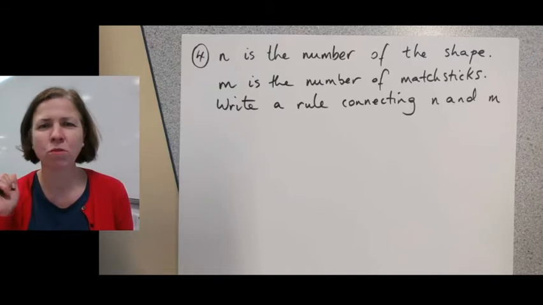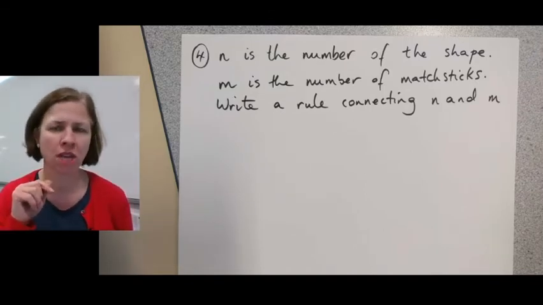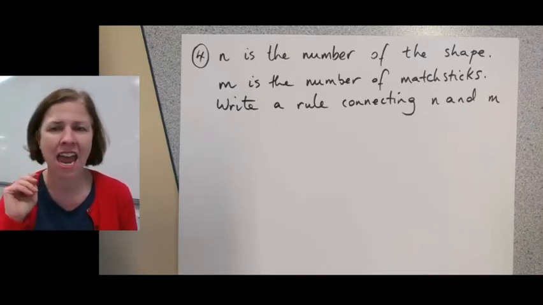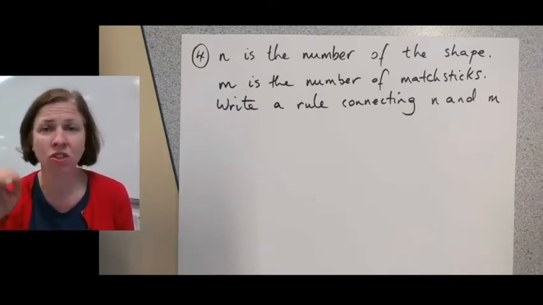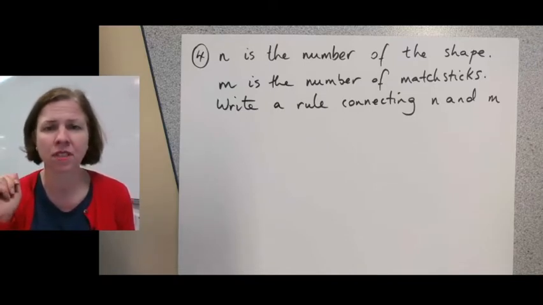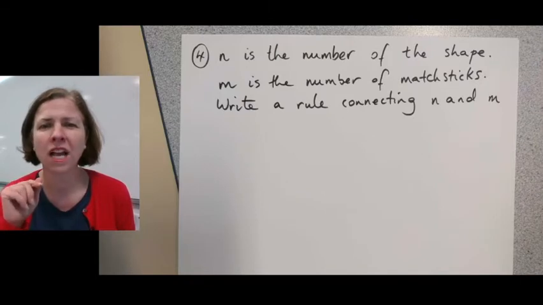Here's question number 4. N is the number of the shape, like the first shape or the second shape: shape 1, shape 2, shape 3. M is the number of matchsticks, so 3 matchsticks, 6 matchsticks, and so on. I want you to write a rule connecting N and M.